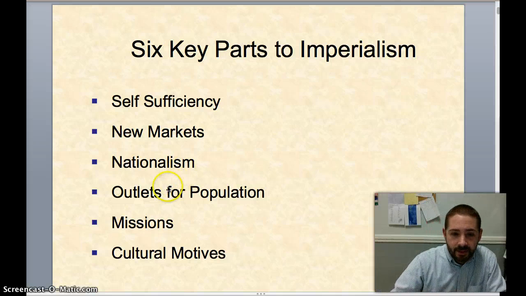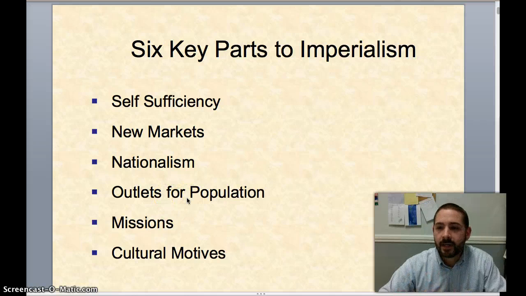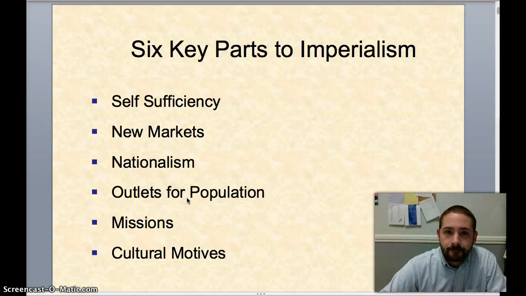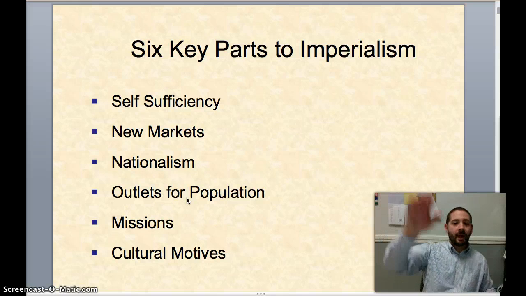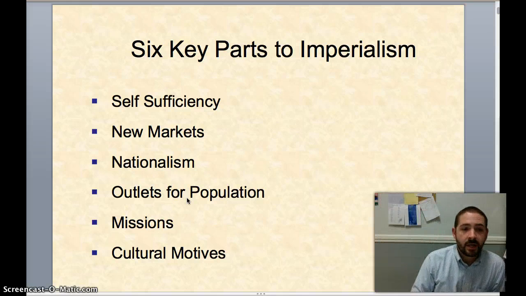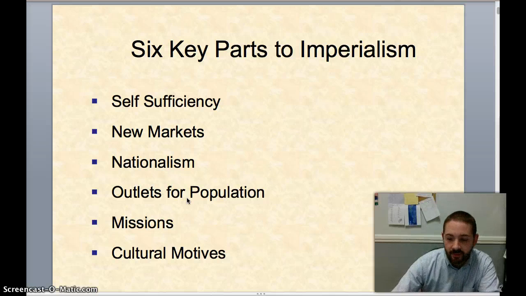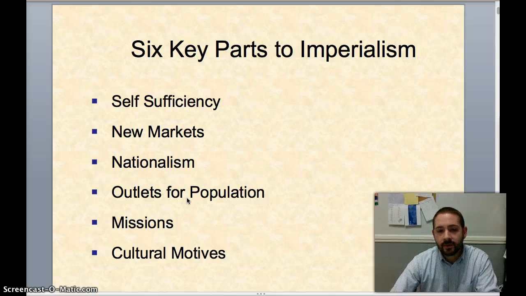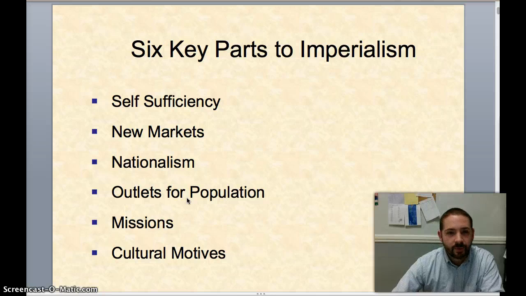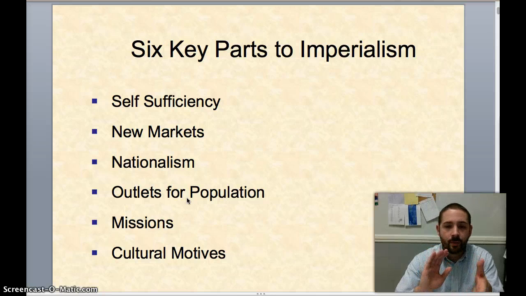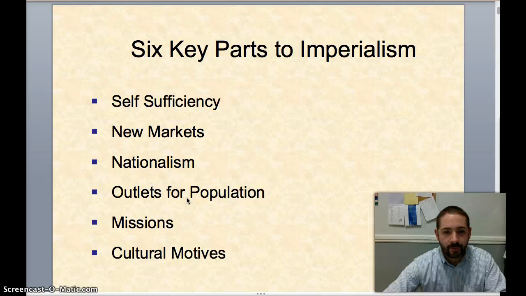Outlets for population is also there, right? This idea that during the Industrial Revolution, population continues to increase. So we want to make more colonies to send those people out. And as I said too, that's why we send people to Australia, right? We need to get rid of this mass number of people.